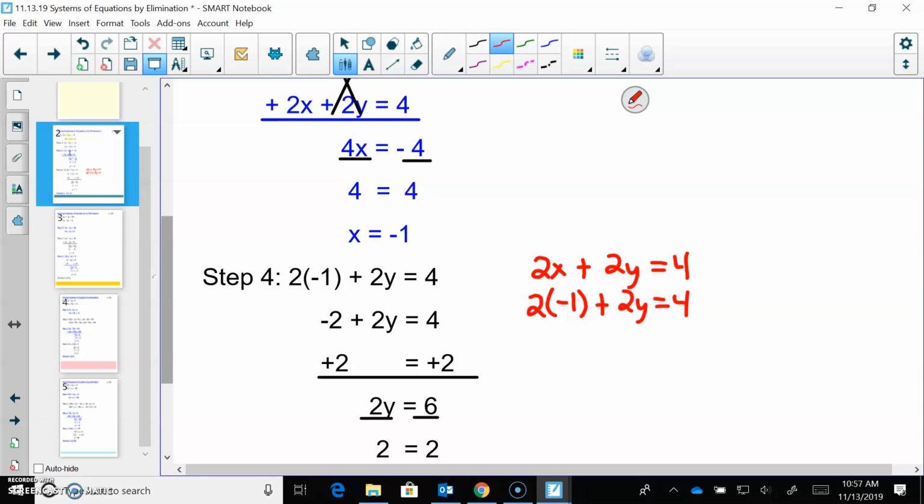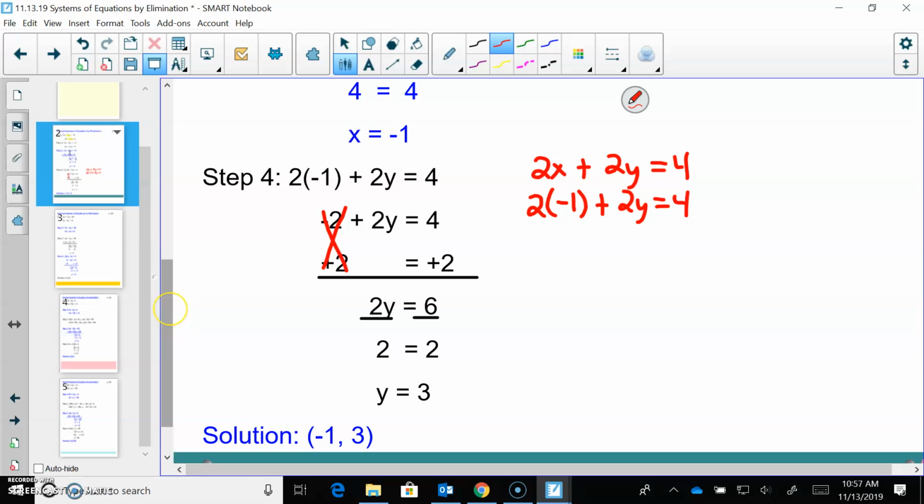From there, in order to get y by itself, I need to start off by adding 2 to both sides. So 4 plus 2 ends up giving me 6 on the right side, and then the positive 2 and negative 2 cancel, leaving me with 2y on the left side. So now I have 2y equals 6. In order to get y by itself, I divide by 2. When I do that, 6 divided by 2 is 3.